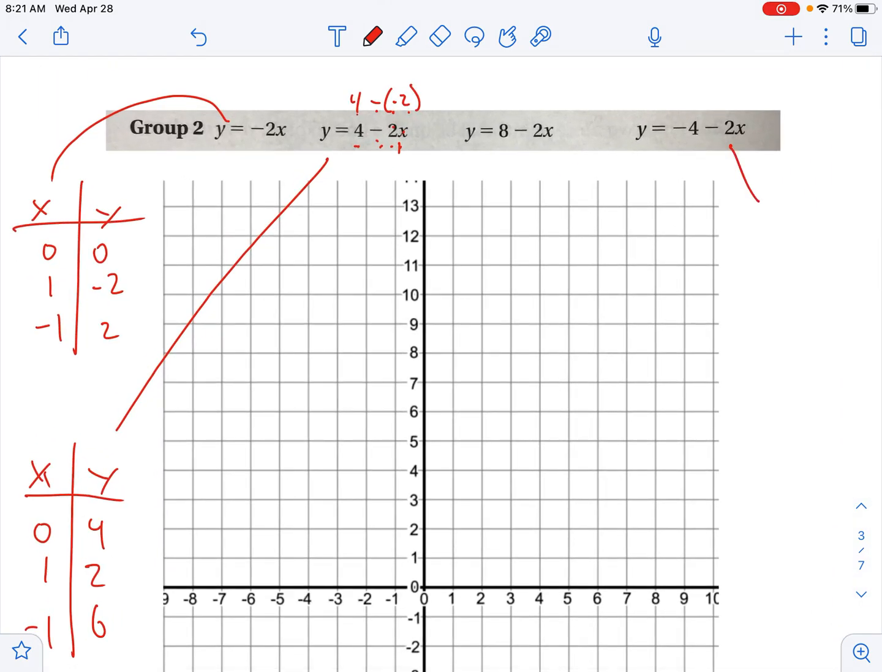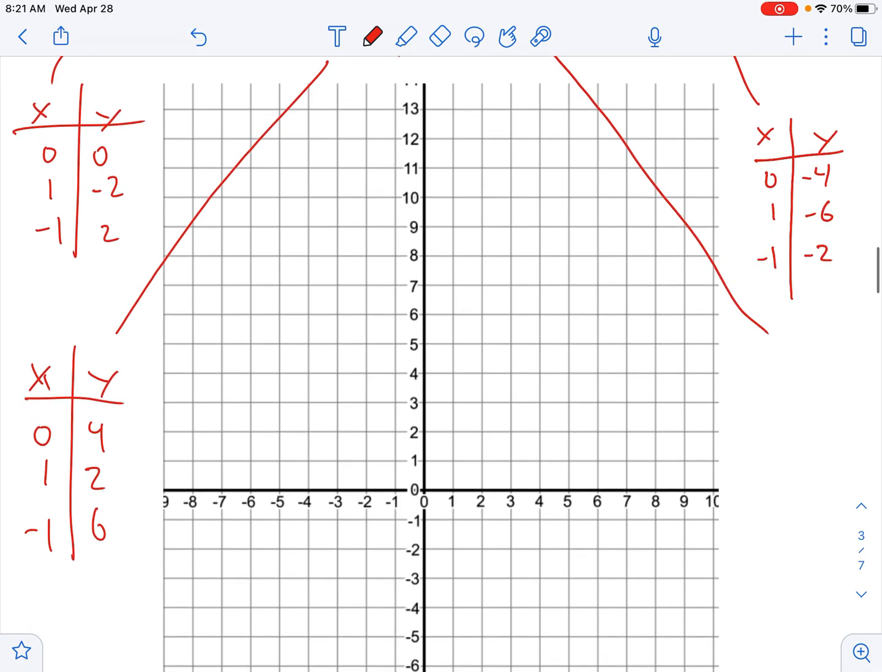Careful of the negatives. Let's do this one right here. I know I skipped one, I'll get to it. All right, so this guy, x is 0. So let's see. X is 0, y is negative 4. Careful of the negatives. When x is 1, so 2 times 1 is 2, so negative 4 minus 2 is going to be negative 6. Let's try negative 1. So 2 times negative 1 is negative 2. So negative 4 minus negative 2, it's actually going positive. So negative 4 plus 2, it's going to be negative 2.